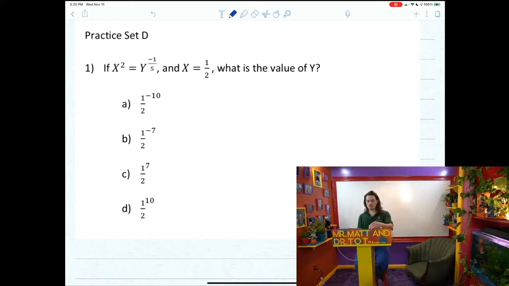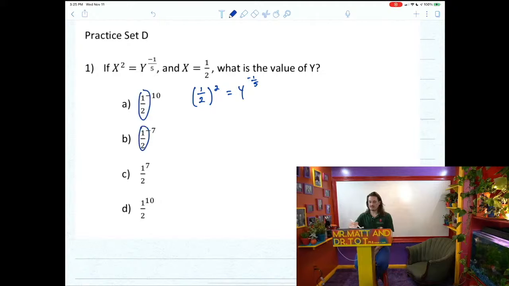Okay, so if we substitute 1/2 in for x, then we're going to get (1/2) squared, quantity squared, is equal to y raised to the negative 1/5 power. If you look at your answer selections, you'll notice that they all are in terms of a base of 1/2. That's a clue that you don't want to change your base. You could evaluate the left-hand side of this equation.